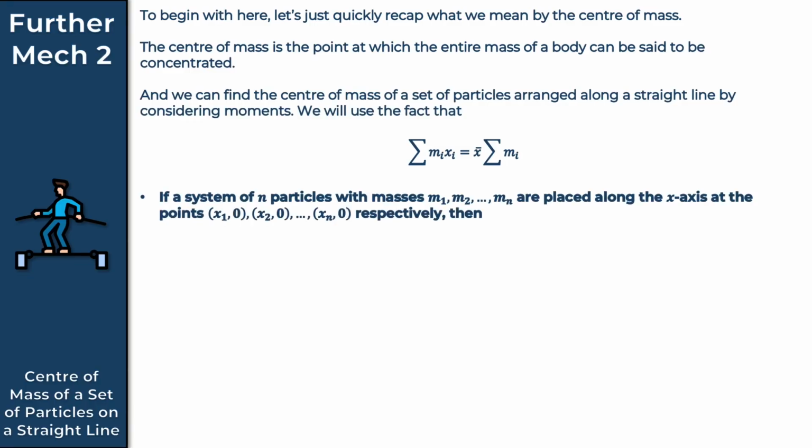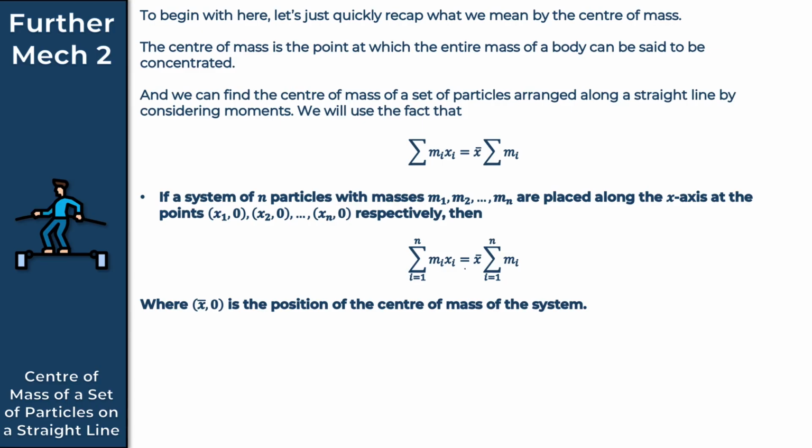To formalize this, if we have a system of n particles with masses m1, m2, and so on, up to mn, placed along the x-axis at the points x1, x2, and so on, up to xn, respectively, then we obtain this result. As I said, the limits of our summation are given appropriately, from i equals 1 to n. The actual result is pretty much identical with the exception of the limits. And x bar is the position of the center of mass of the system.